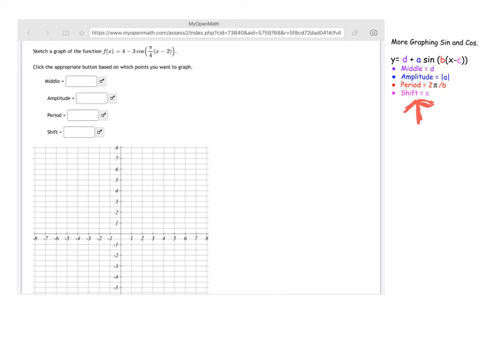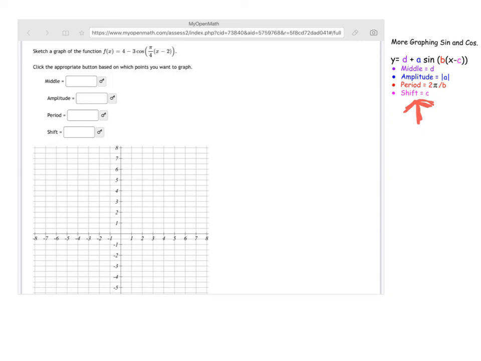The middle is just the number that is added or subtracted. So the d value, the one out in front, that's just 4. The amplitude is the number right in front of sine or cosine, so that will be 3. And again, we always want it to be positive, so we don't call that negative 3. The period is just 2 pi divided by our b value. Our b value here is pi over 4.